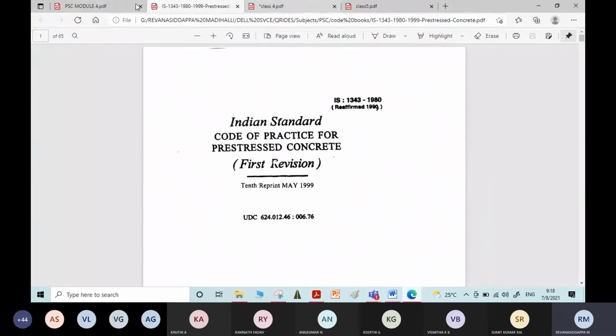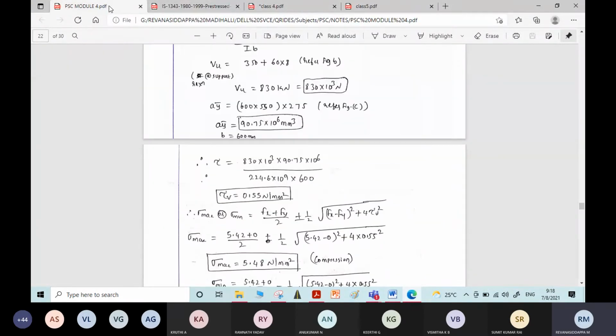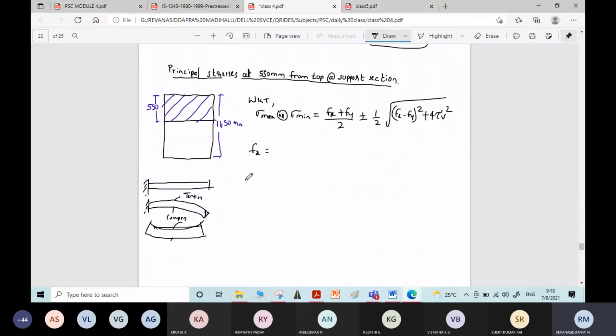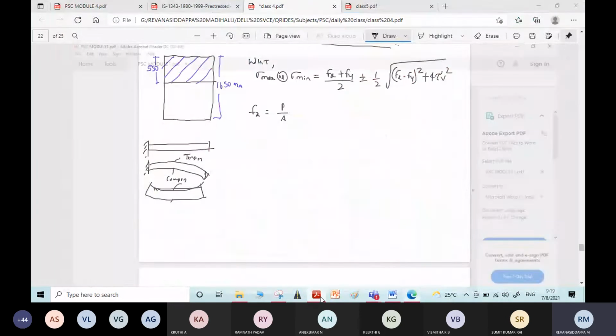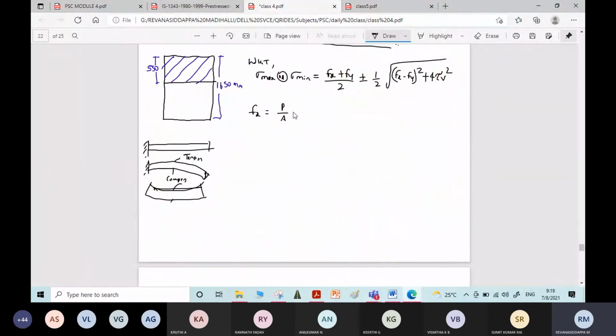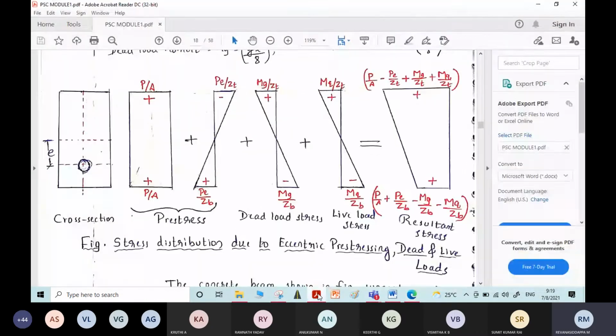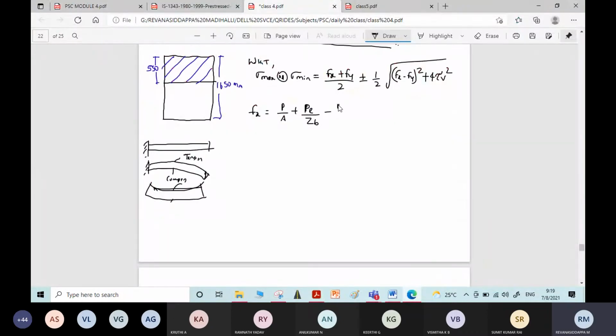You write here: fx equal to P by A plus P by ZB minus mg by ZB minus mq by ZB plus PE by ZB minus mg by ZB minus mq by ZB.